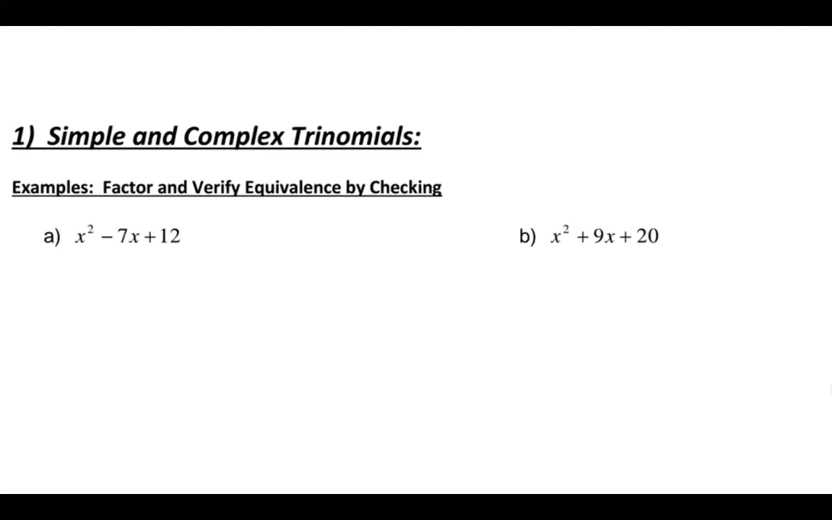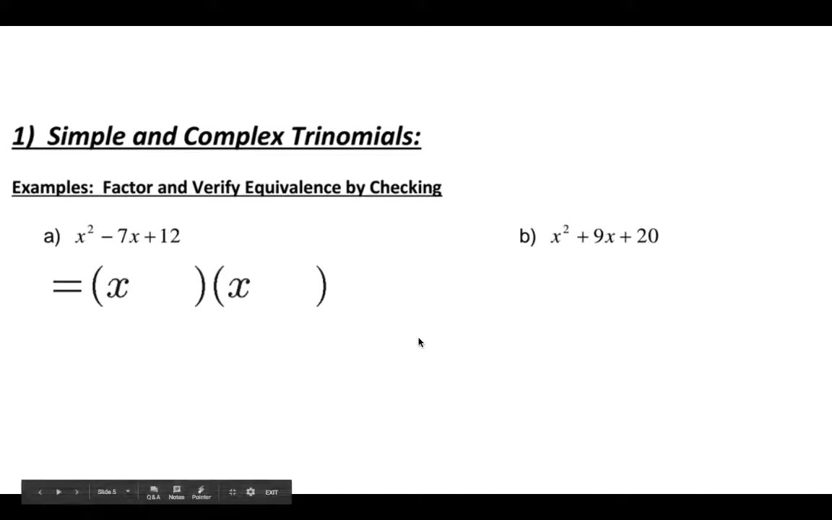Some simple trinomials. So these guys, if we understand that two binomials multiplied together give us a trinomial, we know that we're looking for two brackets. And so we do put x and x. That's the only way to get x squared.